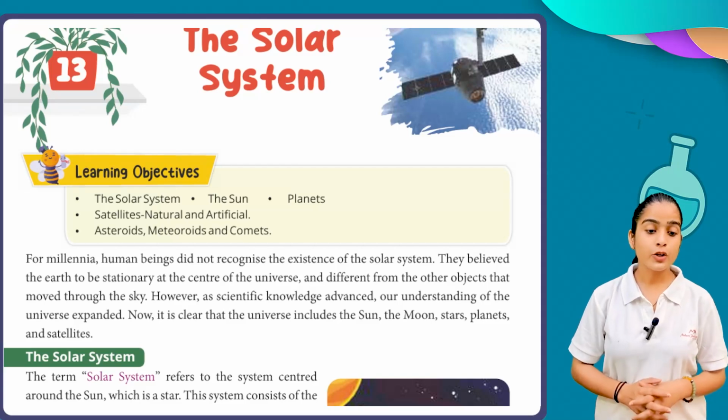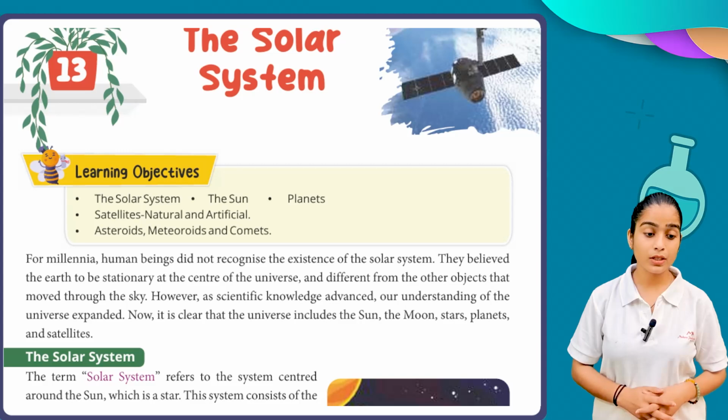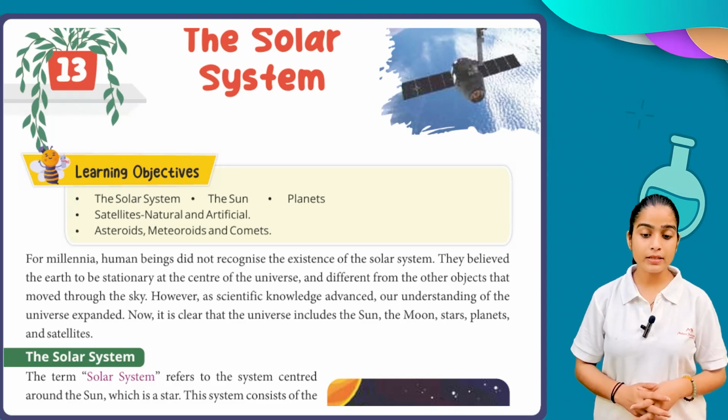For millennia, human beings did not recognize the existence of the solar system. They believed the Earth to be stationary at the center of the universe and different from the other objects that move through the sky. However, as scientific knowledge advanced and our understanding of the universe expanded, now it is clear that the universe includes the sun, the moon, stars, planets, and satellites.